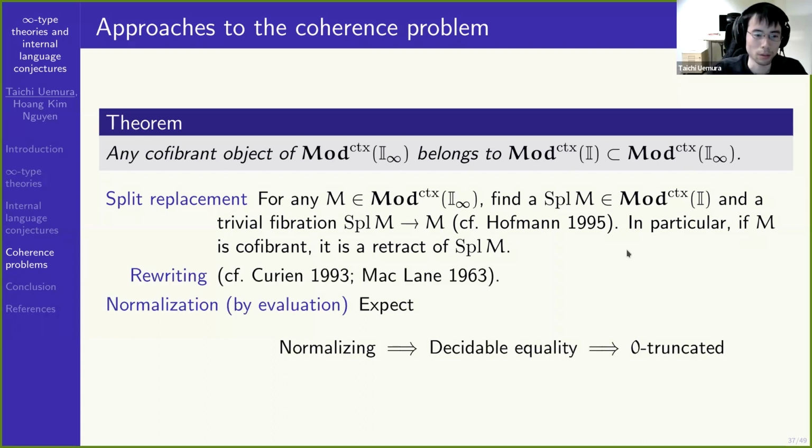There can also be another approach, which is syntactic in some sense, although we don't have syntax for infinity type theories anyway. We may use some rewriting or normalization arguments like this, but we have not yet pursued these approaches.